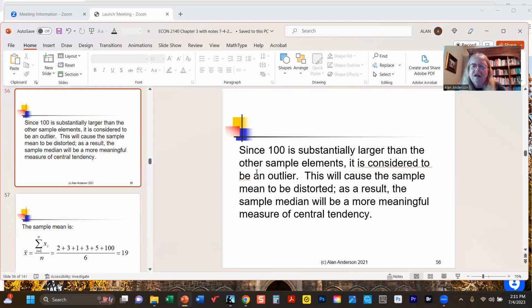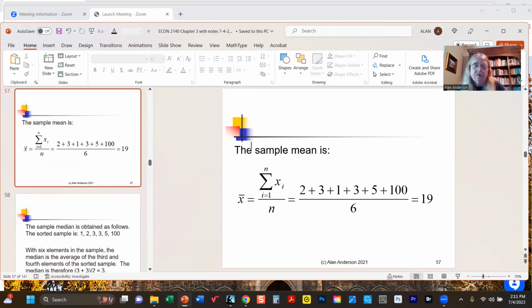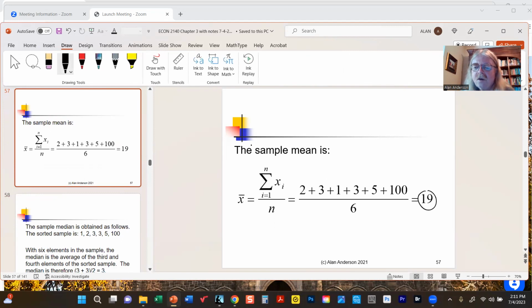Now, what if we decided to calculate the mean of this sample? Well, you can see that we'll just add up all 6 values, divide by 6, and we end up with 19. Now, the problem here is that 19 is larger than all the values except for the 100. So it doesn't give us a very good look at the center of this data, even though that is technically correct. It's very deceiving because almost all the observations are smaller than 19. Only one is larger.